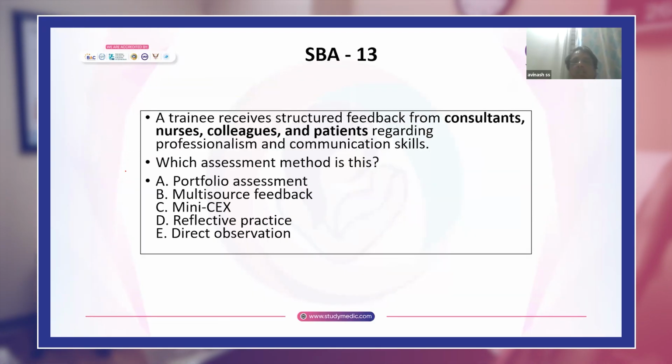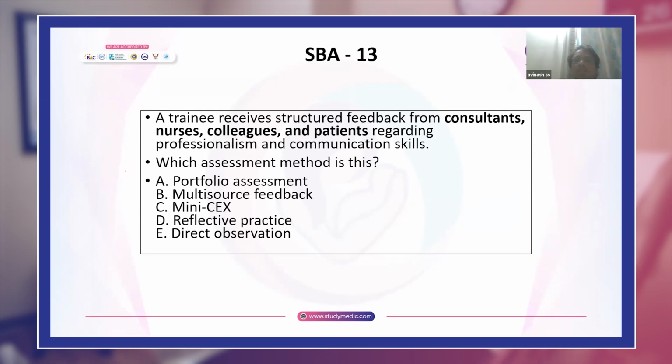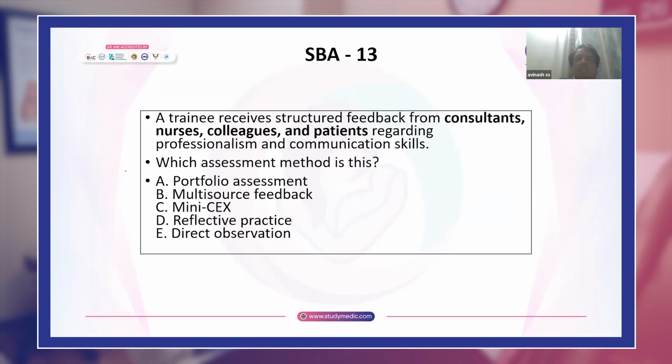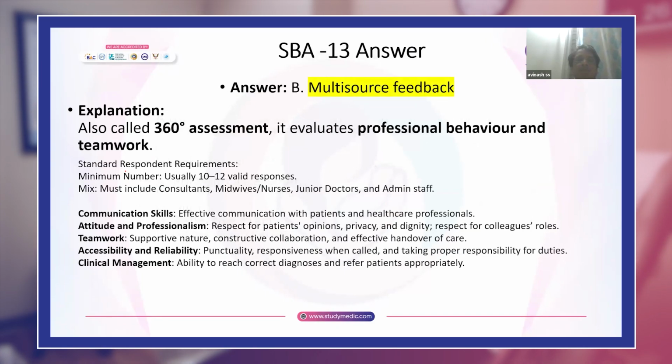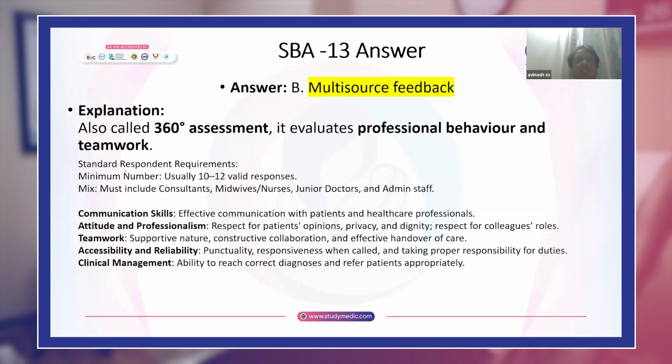A trainee receives structured feedback from consultants, nurses, colleagues, and patients regarding professionalism and communication skills. Which assessment method is this? That means structured feedback from not one person, but many persons: consultants, nurses, colleagues, as well as the patients. So you can see feedback is multi-source, and this is called multi-source feedback, which is also called 360-degree assessment. It actually evaluates the professional behavior and also the teamwork.